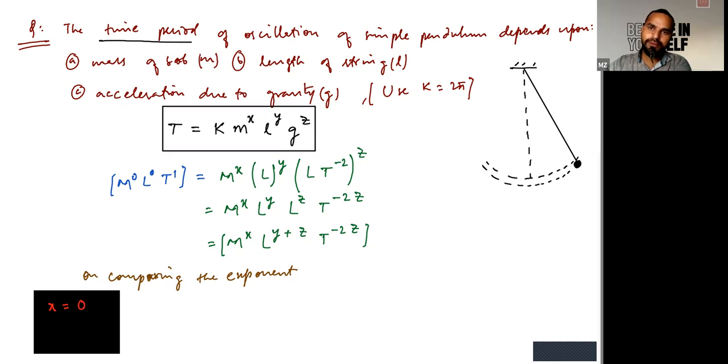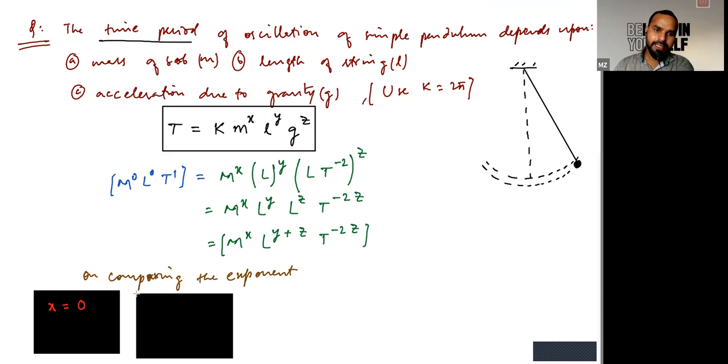Similarly, if you solve for L, we have L raised to the power Y plus Z in right hand side, but we have L raised to 0 in left hand side. So on comparing, you can say Y plus Z is equals to minus 1.